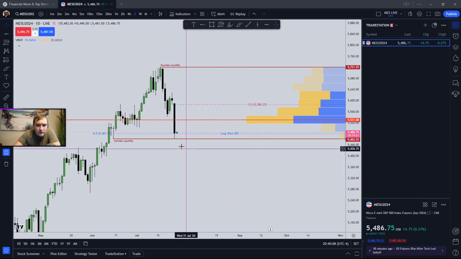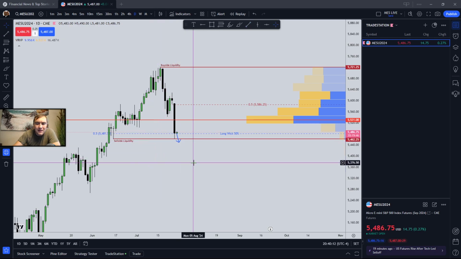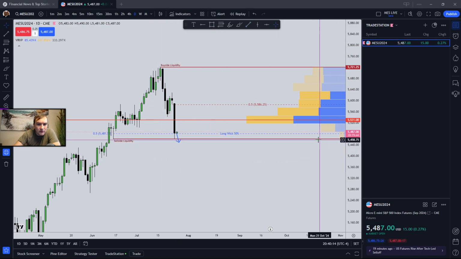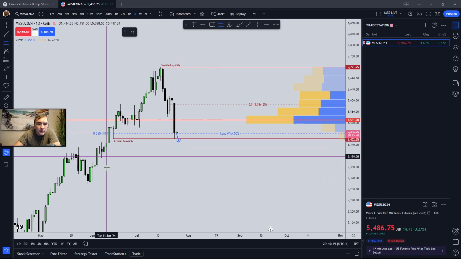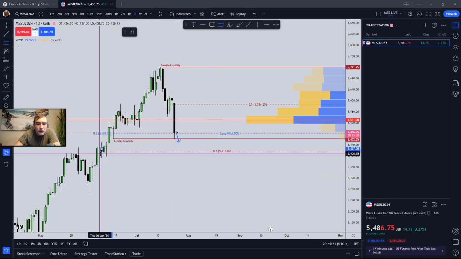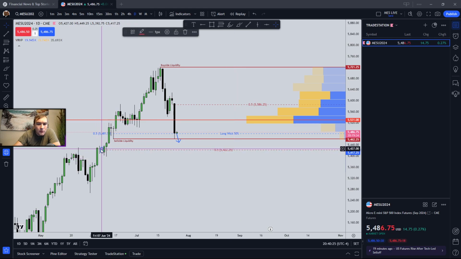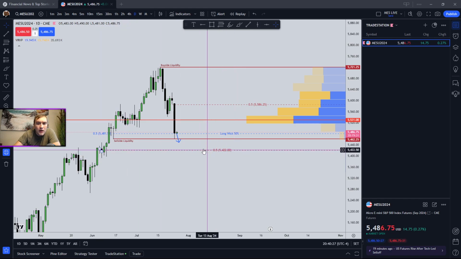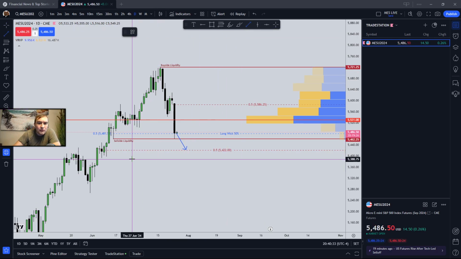So I would say from an ICT perspective, guys, the market is looking to run on that sell side liquidity, 5,462 quarters. Now, once it gets past that sell side liquidity, the question becomes, where's our target? Well, I think the target's going to be at first the mean threshold of this order block, or around 5,422 evens.